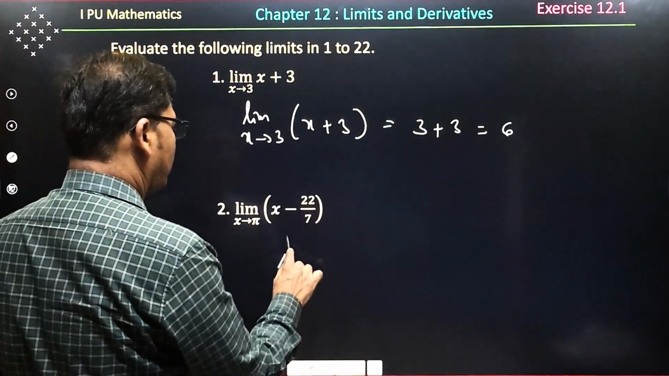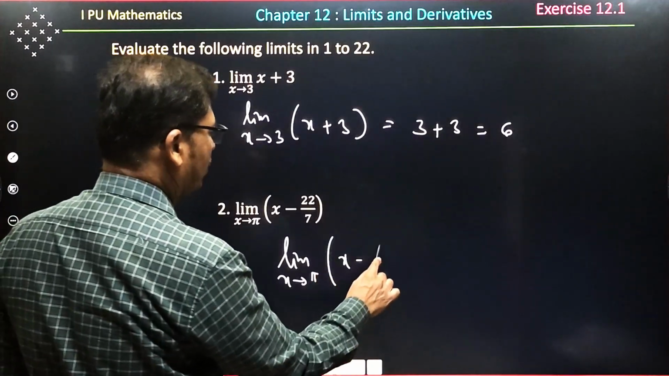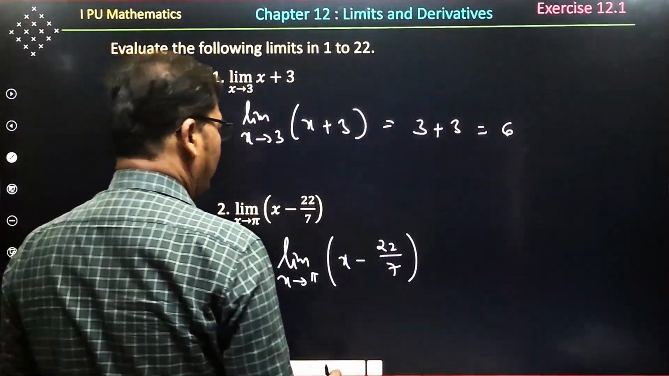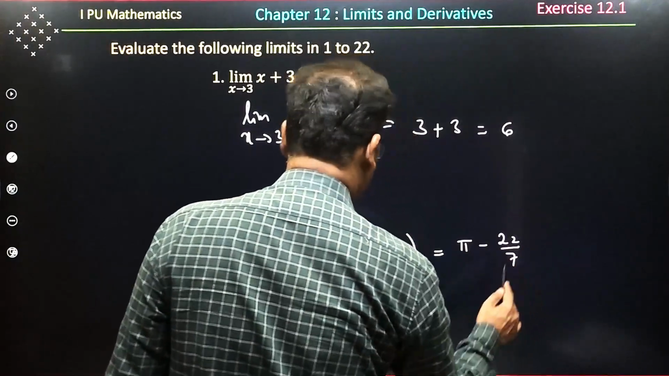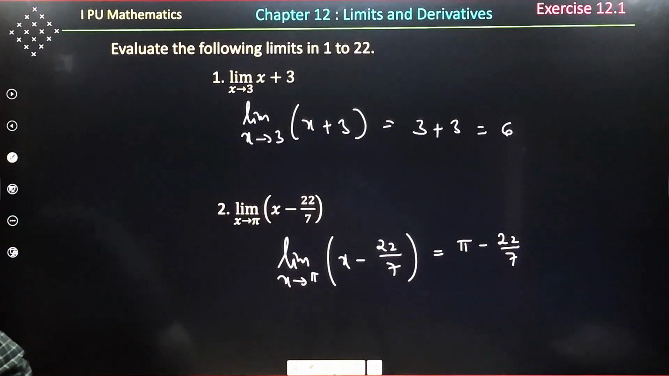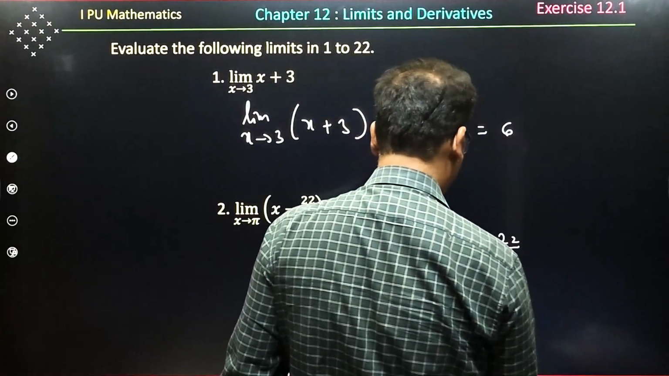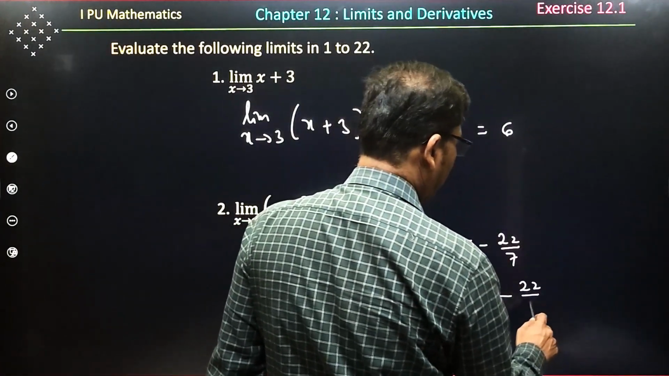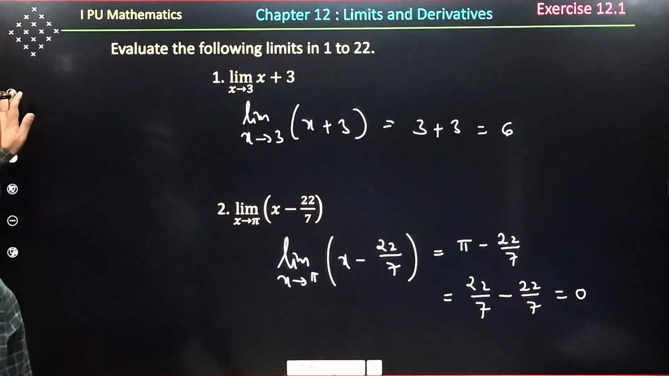Similarly, next question: limit x tends to pi of x minus 22 divided by 7. So we can write x equal to pi, so pi minus 22 divided by 7. You already know the value of pi is nothing but 22 divided by 7. So put this value and the difference is 0. So the answer for this question is 0. Let us move to the next question.